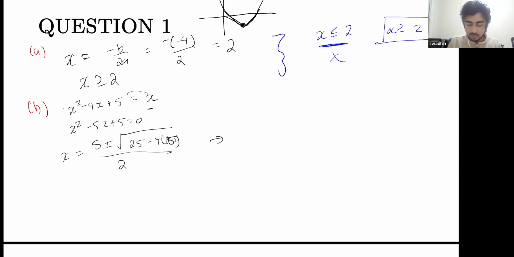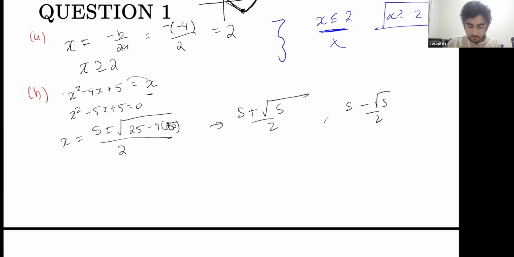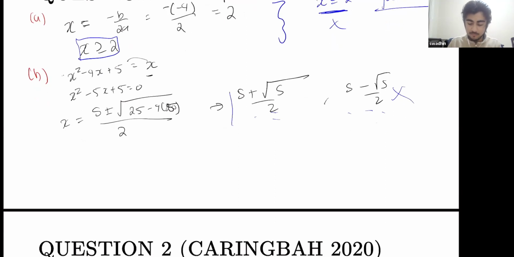That's going to give you 2 answers, 5 plus root 5 on 2 and 5 minus root 5 on 2. However, look at our domain. Our domain is x greater than or equal to 2. If you put these 2 on the calculator and evaluate it, we know that this is already going to be less than 2. It's going to be like 0 point something or 1 point something. So this is our answer here. x is equal to 5 plus root 5 on 2.